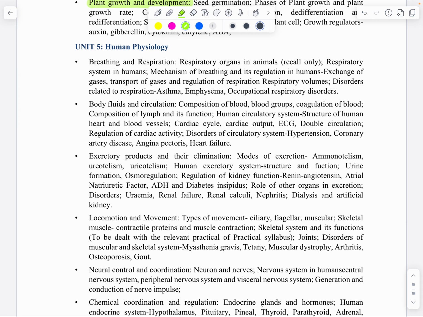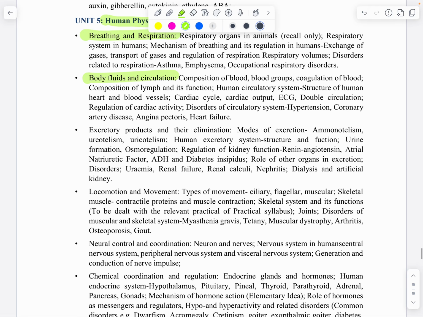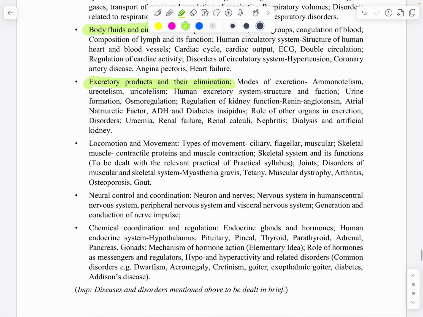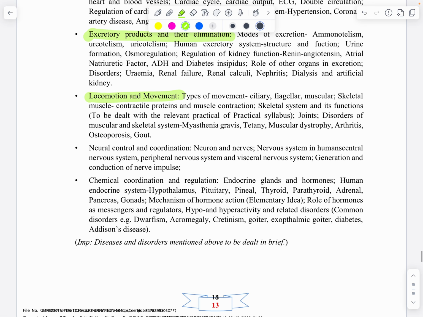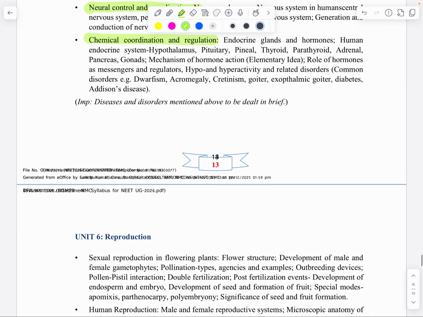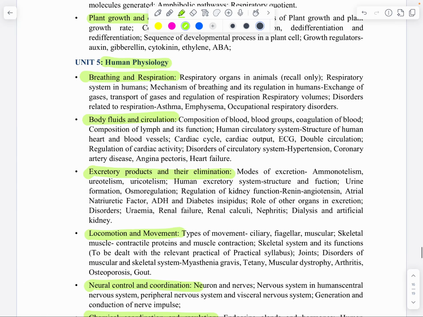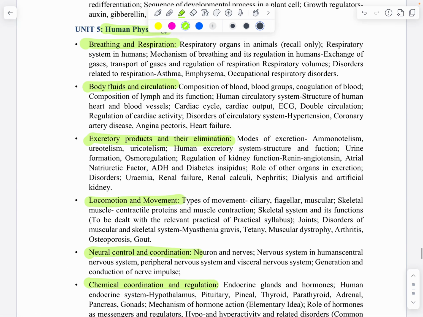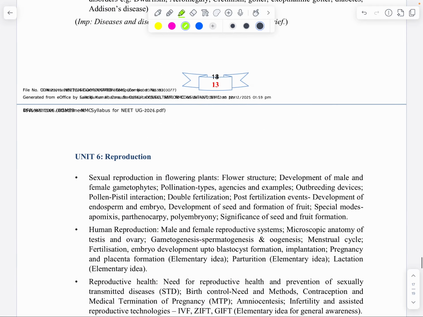And the most important part is human physiology. The chapters are breathing and respiration, body fluids and circulation, excretory products and their elimination, locomotion and movement, neural control and coordination, chemical coordination and regulation. These are the important, all the chapters are very important from this human physiology.